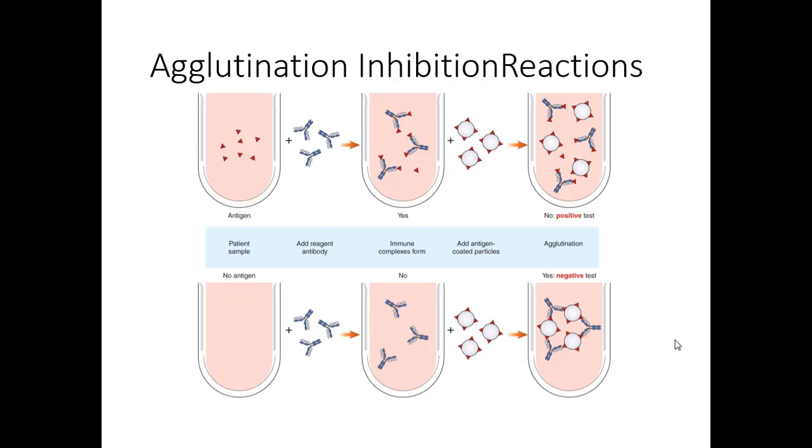I don't have a picture of it here, otherwise I would show you. So let's go through the two examples of agglutination inhibition reactions, one positive and one negative, and look at the interpretation of them.